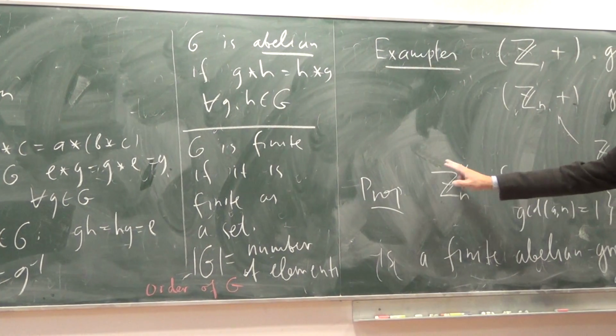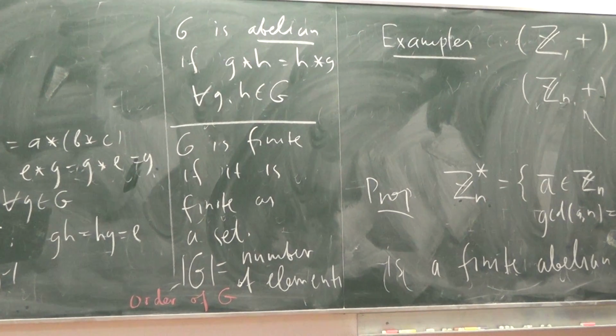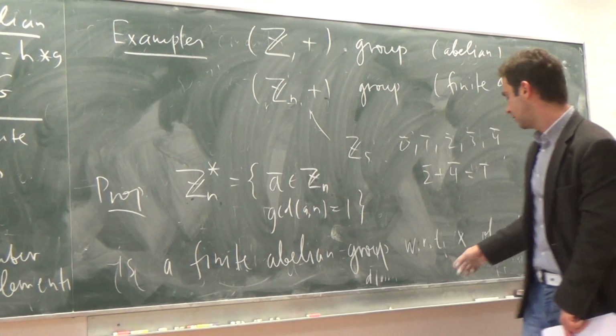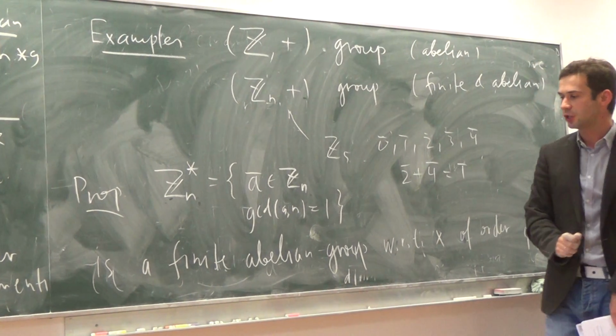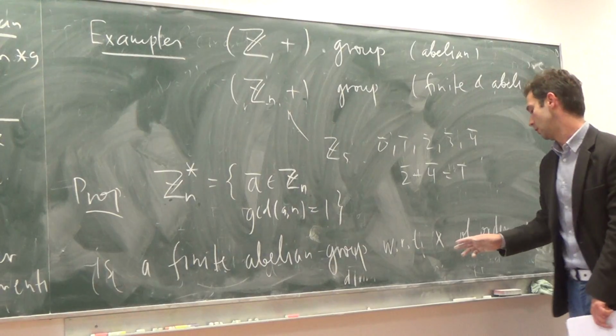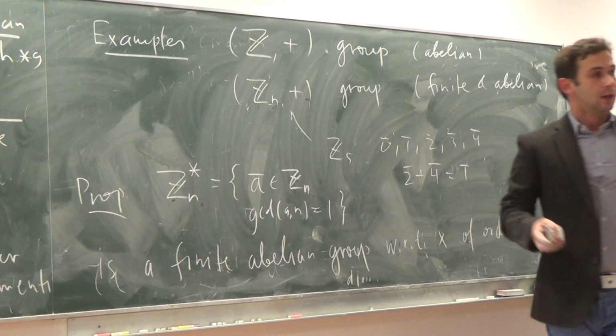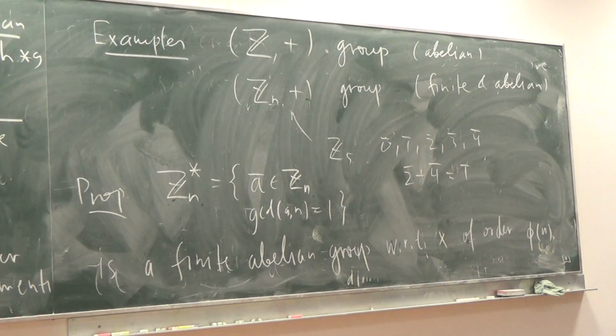Okay, so let's read again. We have this Zn star, which I briefly introduced previously. These are elements in Zn which are coprime to n. I consider the operation multiplication, and I said it's a finite abelian group of order phi of n. If we know what we're talking about, there's not much to check here. So let's just think a little bit.